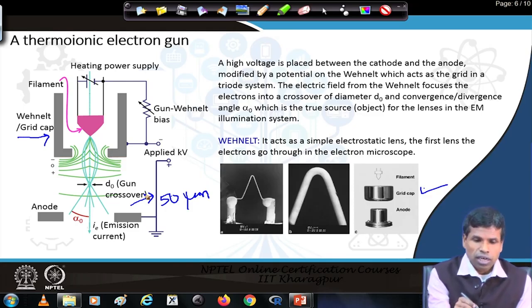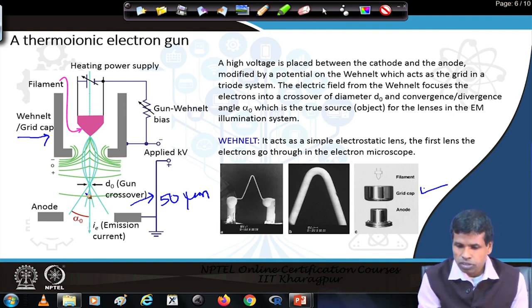Here we have one electrode as cathode, another as anode, and a control electrode or grid electrode, which will control how many electrons will come from the cathode to anode, and that would produce a gun crossover. It is the first lens in the electron microscope. As we are just applying the potential, it is an electrostatic lens, the first lens in the electron microscope. So, as you see in this picture, we have the filament at the top, then the grid cap, then the anode.